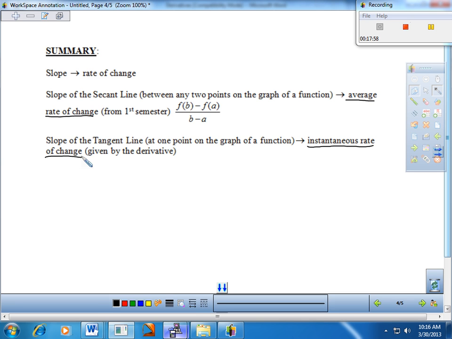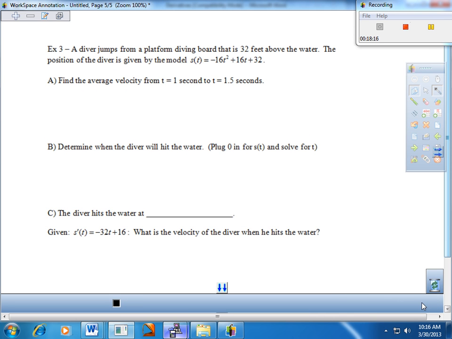Instantaneous rate of change. Okay, so pretty nice, huh? Let's go ahead and utilize it with one more problem. So example 3.